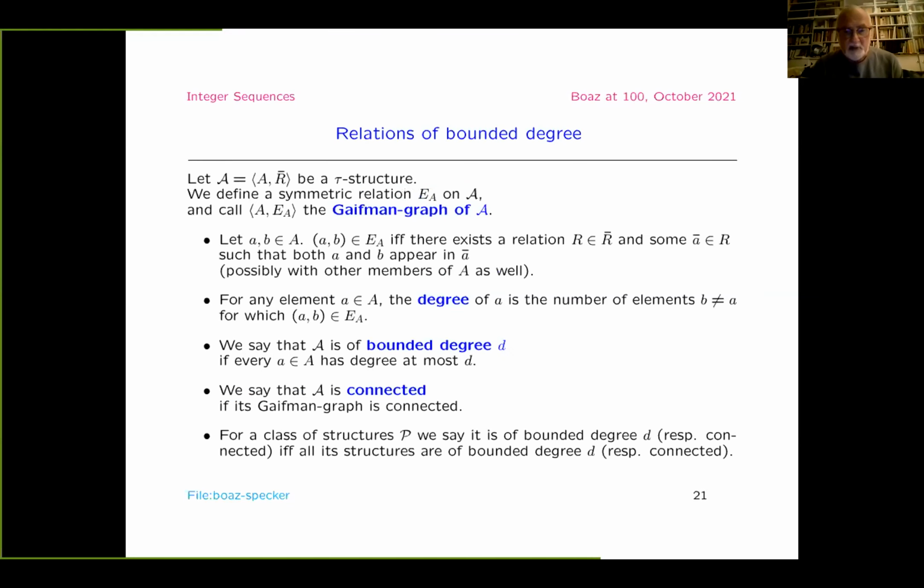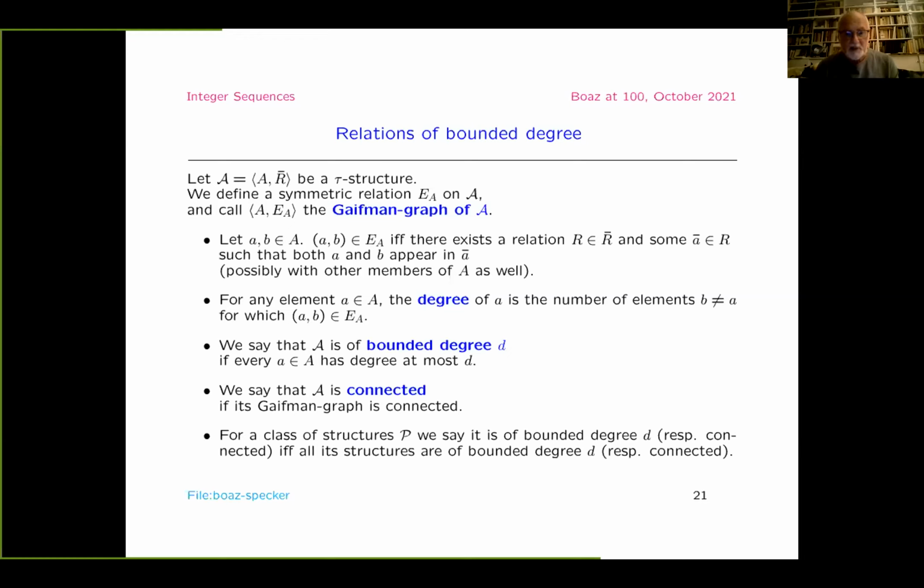Now, if you want to do it in general, not only for graphs, then we can turn a structure A with relations R into a graph called the Gaifman graph. And we say that AB is an edge in the Gaifman graph if there exists a relation R among the relations of the structure, such that the tuple a-bar is in R and both A and B appear in this tuple a-bar, possibly with other members of A as well.